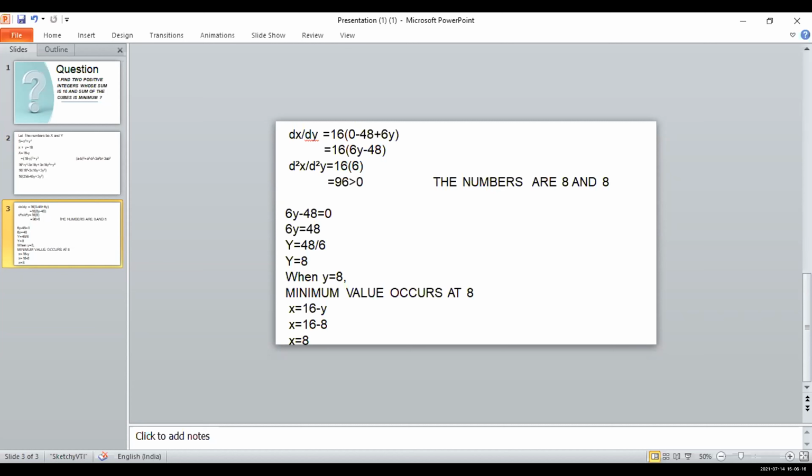We are doing the second order derivative. Derivative of a constant is 0, and derivative of y is 1. So 16 into 6 is 96, which is greater than 0. 6y minus 48 is equal to 0. 48 goes to the right side, so it becomes positive. 6y is equal to 48 and y is equal to 8. Y is greater than 0 and the minimum value occurs at 8. So we are substituting in the first equation: x is equal to 16 minus y, x is equal to 16 minus 8, x is equal to 8. Both numbers are 8. Thank you.